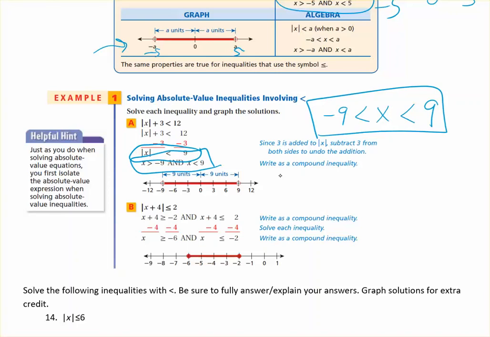And then if you're asked to graph it, you would put open circles at -9 and 9 and then the line in between them. Let's look at another one. This time we'll have to do a little bit more work. The absolute value of x plus 4 is less than or equal to 2.